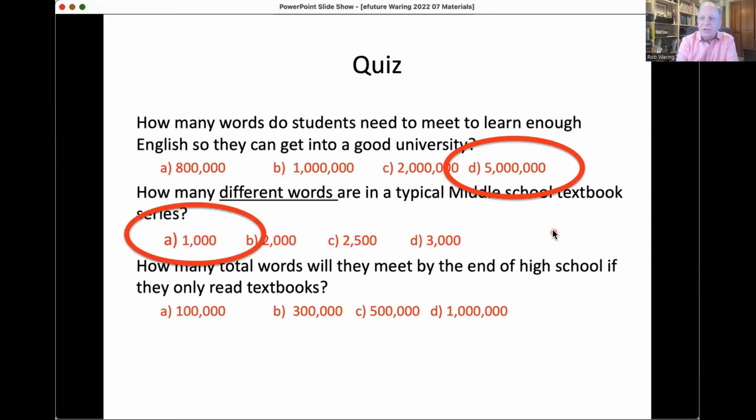So how many different words are there in a typical book? It's about 1,000. 1,000 different words in a middle school textbook series. Let's say 3 years of books. If you just take 3 years of books like this, add up the total number of different words, it's 1,000 different words, that's all. How many total words would they meet by the end of high school? That's 3 years of middle school, 3 years of high school, all of those textbooks added together. How many total words is that? It's only 100,000.